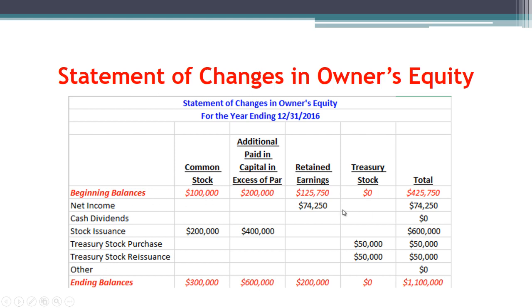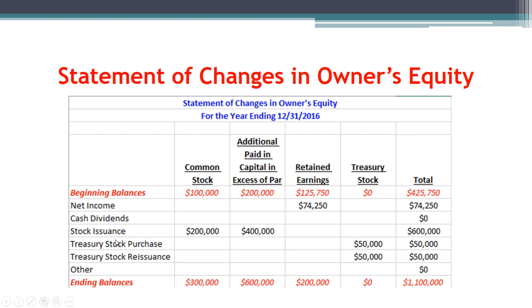Net income is only going to impact retained earnings. A cash dividend, in this case we didn't have any, but normally a dividend would be included there. Stock issuance is going to impact your contributed capital, in this case both the common stock and the additional paid-in capital in excess of par. Now again, that account we have not talked about yet, so that will carry over to a later chapter.